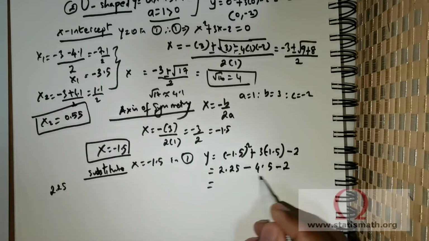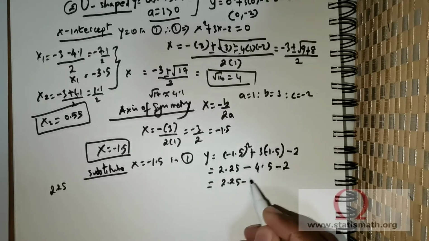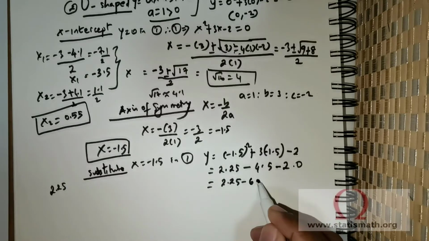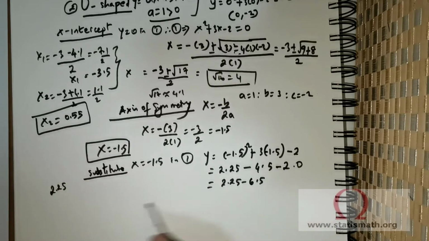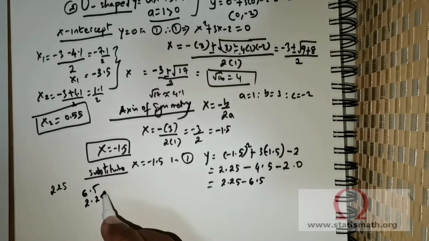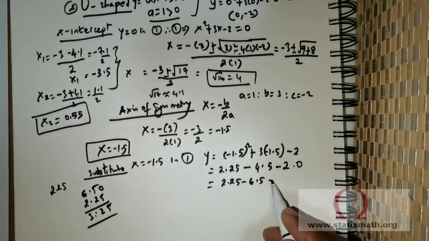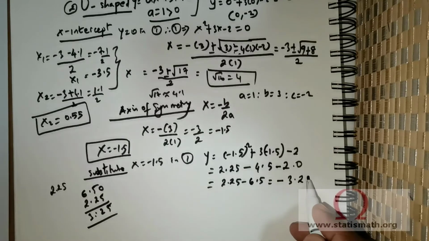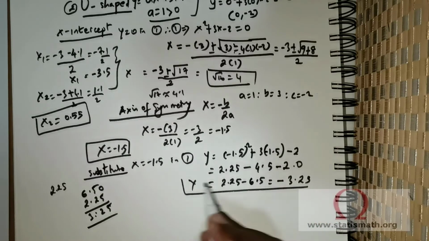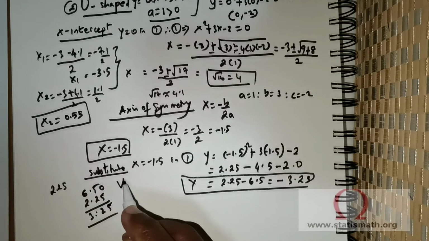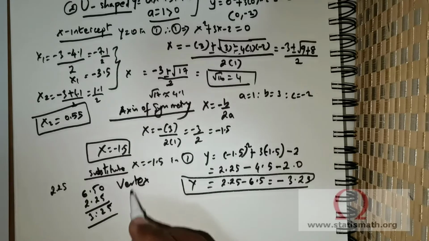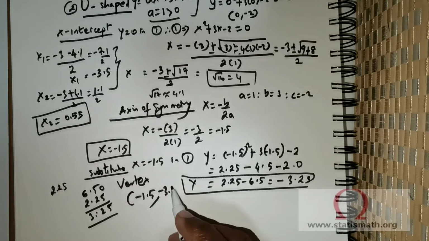Now, this is going to be 2.25 minus 6.5. So if I were to subtract this, I've got 6.5 and I need to subtract 2.25. This is going to be 4.25. So I'm going to get negative 3.25 as my y value. So therefore the vertex for this parabola is going to be negative 1.5 comma negative 3.25.